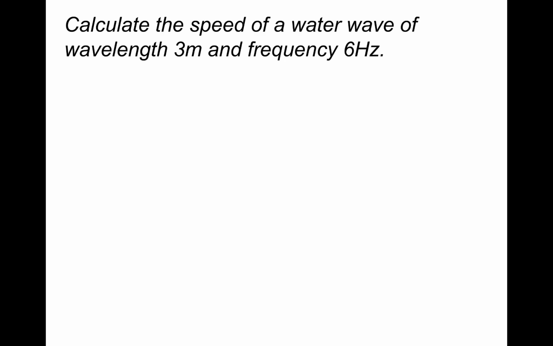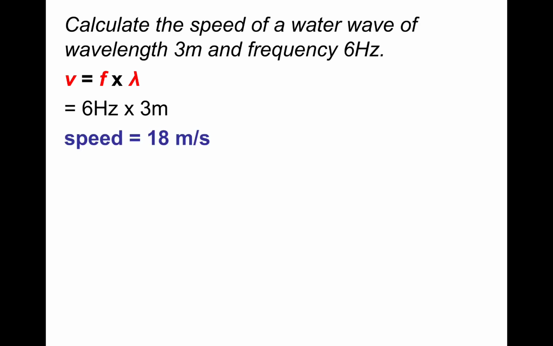Start with this one, dead straightforward. Calculate the speed of a water wave of wavelength 3 meters and frequency 6 hertz. If you want to pause and have a go at that, and then I'll take you through the answer. I'll do that now. So wave speed is frequency times wavelength, and it's simply 6 times 3, which gives a wave speed of 18 meters per second.